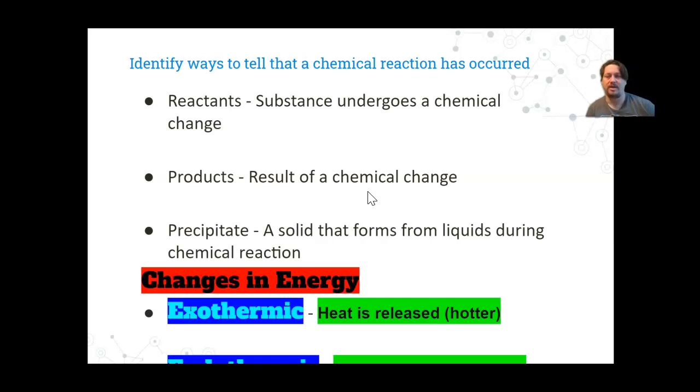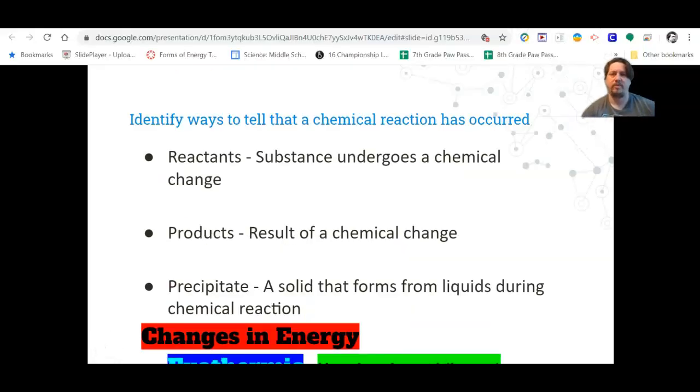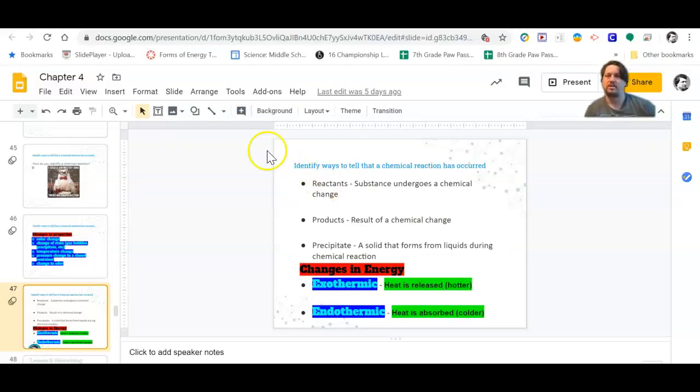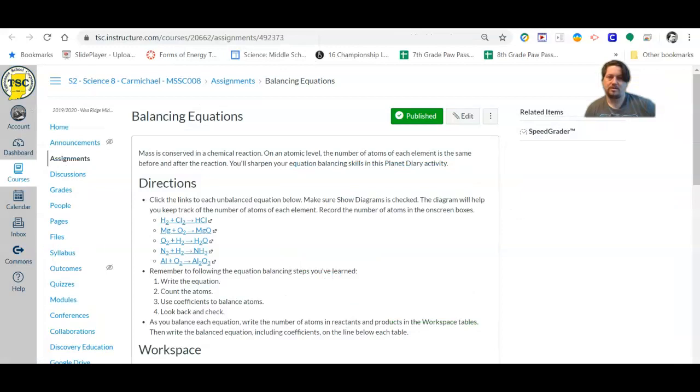Again, look over them, kind of get comfortable with them. It's pretty much review for the most part for us. Now we get to the difficult part. Balancing equations on the calendar here.